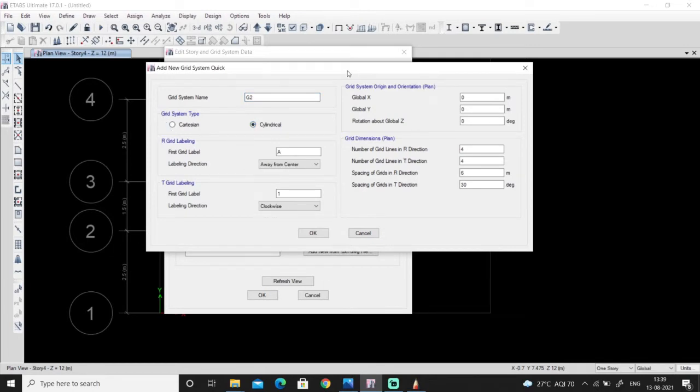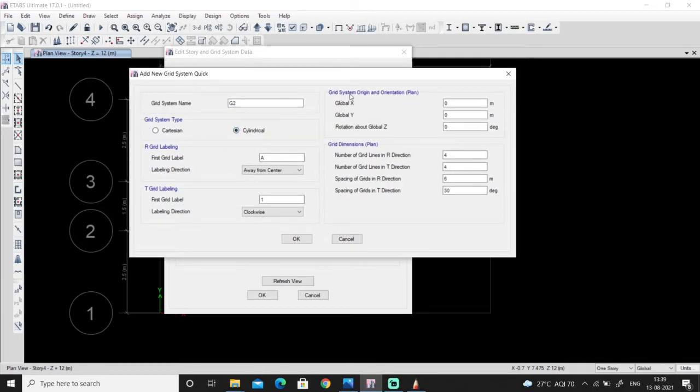Now it is asking for the grid system origin and orientation. I have to give the ordinate of the center of the cylindrical grid, x and y. Then we need to enter the rotation about z, which means from which angle about z the ETAP should start forming the cylindrical grid.